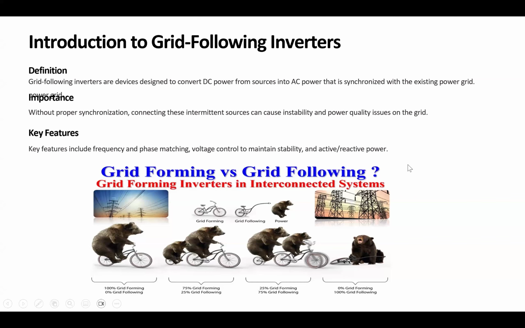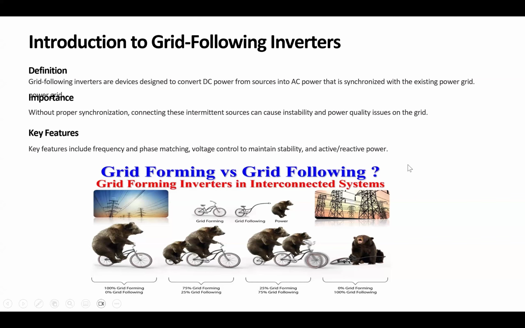Now, the working principles of grid following inverters, GFIs, are basically very similar to what we discussed before, because they are inverters, with one specific addition. First of all, they are DC-AC conversion. We already talked about that. They are inverters, so they use pulse width modulation to create the AC and our desired voltage and frequency.